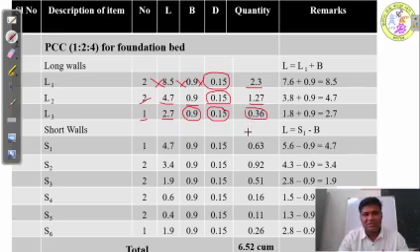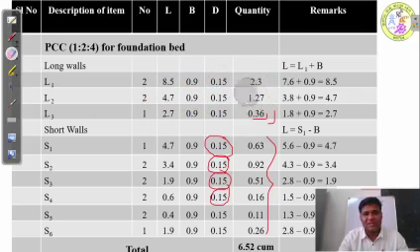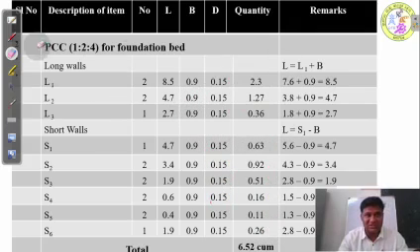0.36. So in this manner, I am going to calculate all the quantities of the long walls and short walls for the item PCC by just replacing the depth pertaining to the previous calculations. Okay. Then I am going to add all the quantities of the long walls and short walls. So it will come to 6.52 cubic meters. So 6.52 cubic meters is the total volume of the PCC for this building.